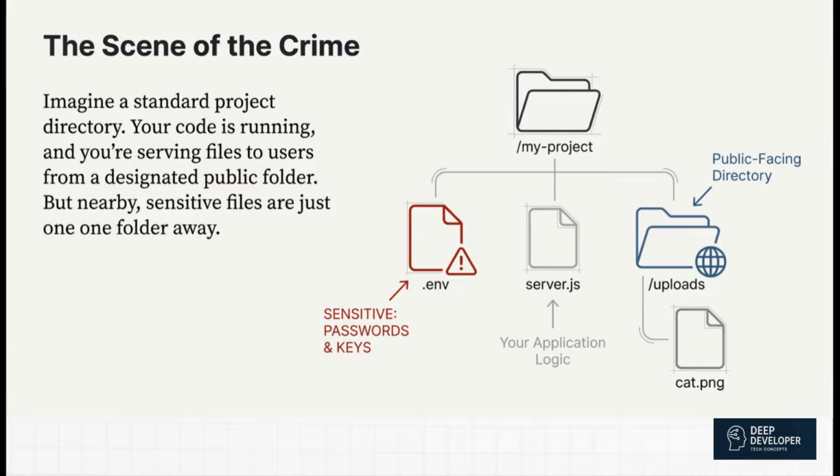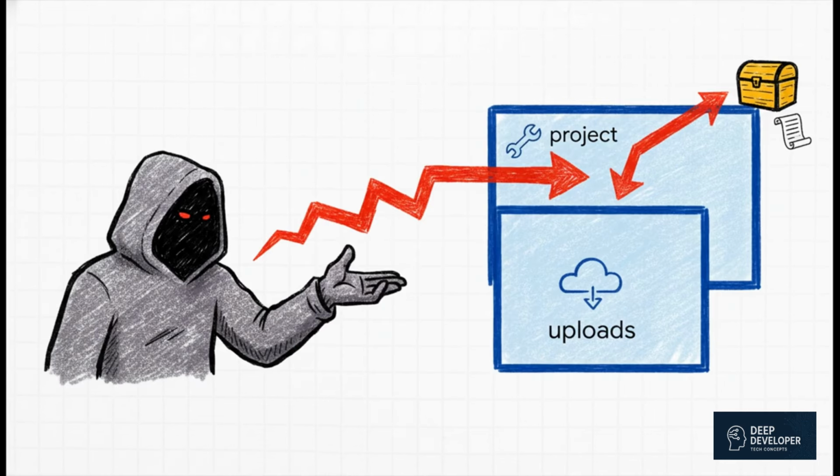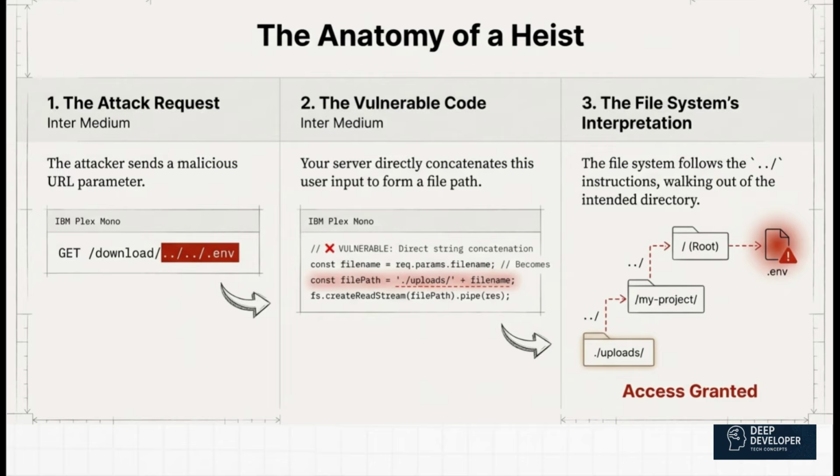It's built on trust. It just assumes the user is going to give you a normal file name. And of course, that trust is exactly what the attacker is banking on. They're not going to ask for catpicture.jpg. No way. They send this nasty little string instead. That first ../ says go up a folder. The second one says go up again. And just like that, they've broken out of the uploads directory and are now asking for the holy grail, the .env file. The one with all the database passwords, the API keys, literally the keys to the kingdom.